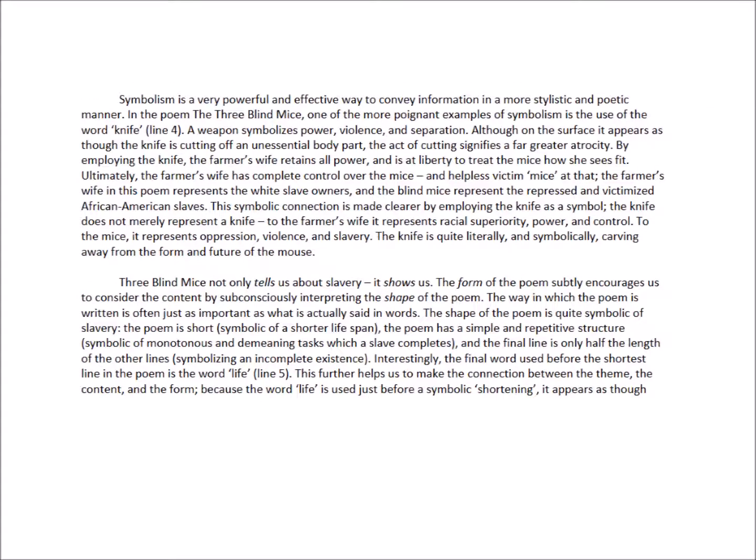Symbolism is a very powerful and effective way to convey information in a more stylistic and poetic manner. In the poem, The Three Blind Mice, one of the more poignant examples of symbolism is the use of the word knife, line 4. A weapon symbolizes power, violence, and separation. Although on the surface it appears as though the knife is cutting off an unessential body part, the act of cutting signifies a far greater atrocity.